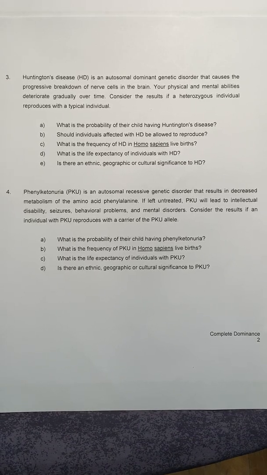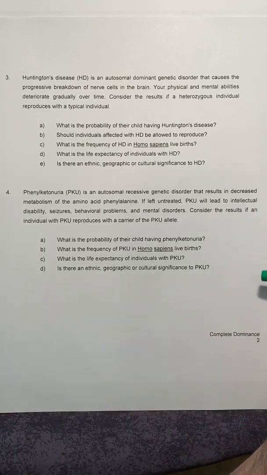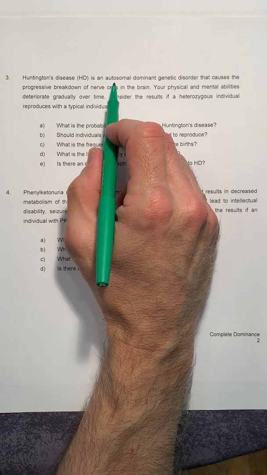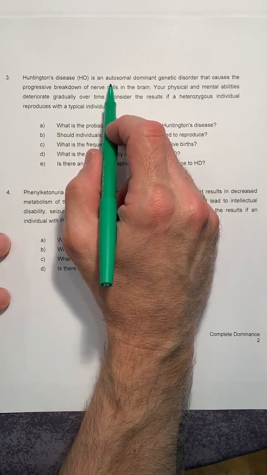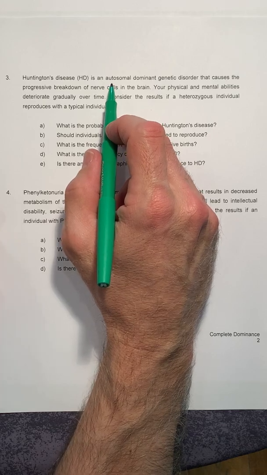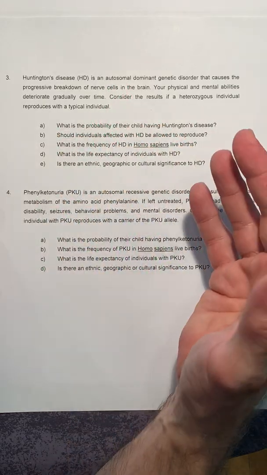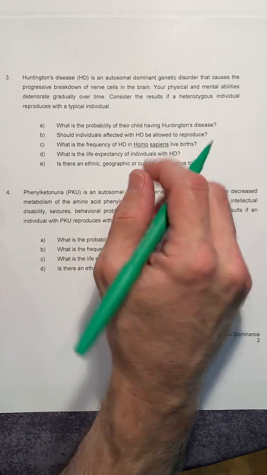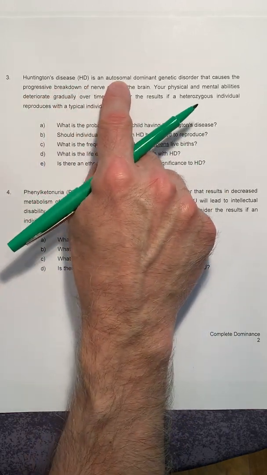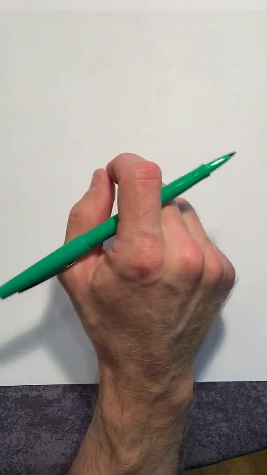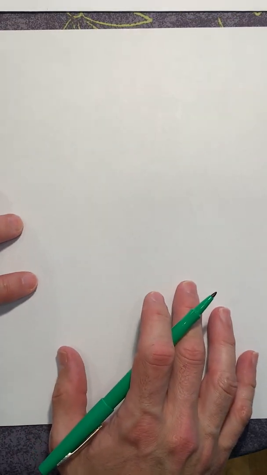Hello again. We need to tackle question 3 of the complete dominance questions. Before we get into that, I want to give you some more background about this term autosomal. In every question in this problem set it says cystic fibrosis is autosomal, sickle cell is autosomal, and now on number 3, Huntington's disease is autosomal. So let's give you a little background on that to make sure that you're comfortable.